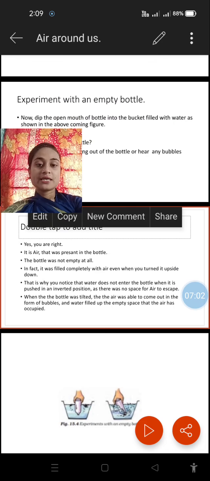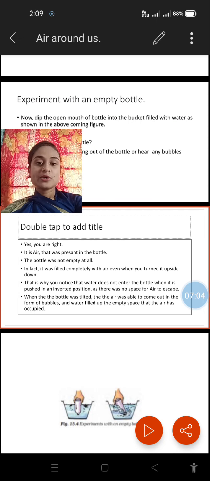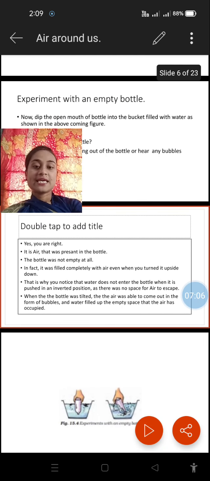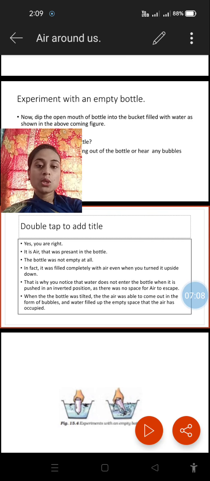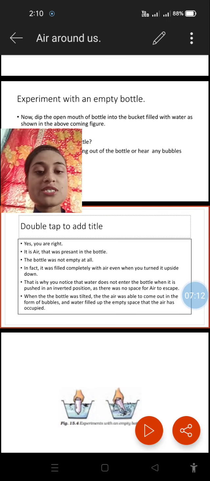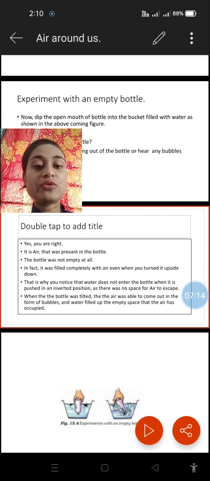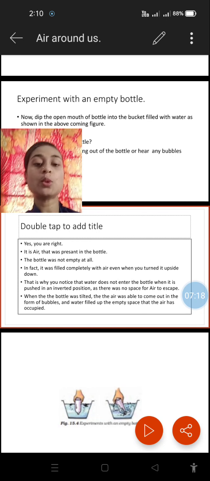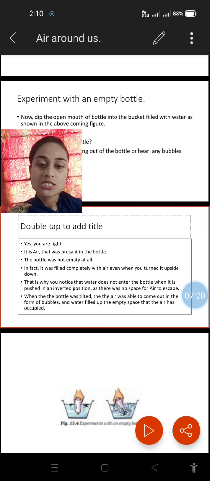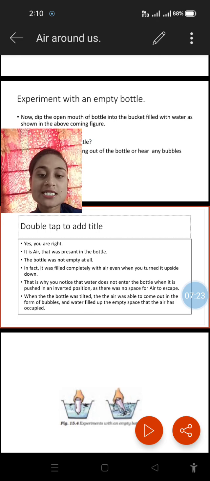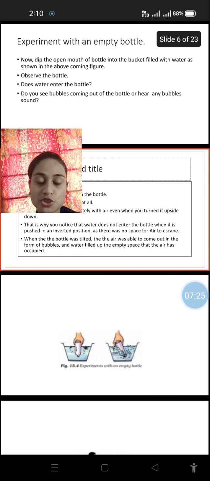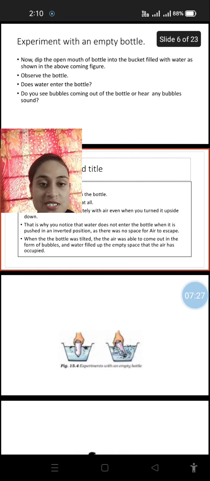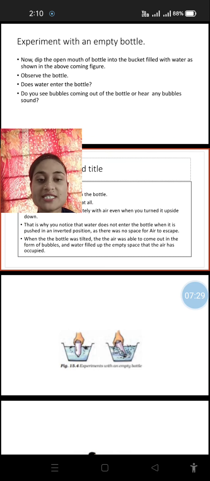Now here, as we can see, yes, you are right, it is air that was present in the bottle. The bottle was not empty at all. In fact, it was filled completely with air even when you turned it upside down. That is why you notice that water does not enter the bottle when it is pushed in an inverted position, as there was no space for air to escape.